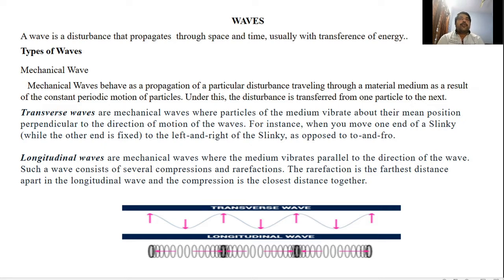Next one is non-mechanical waves. The waves which do not require any material medium for their propagation are what we call non-mechanical waves. All electromagnetic waves are non-mechanical waves. Mechanical waves are further classified into two types, transverse waves and longitudinal waves.